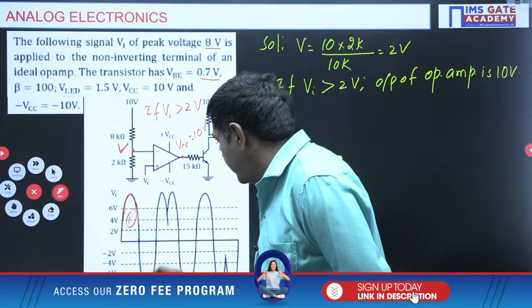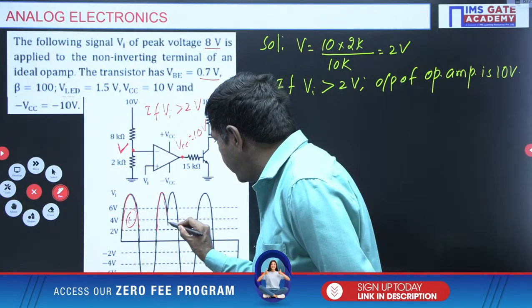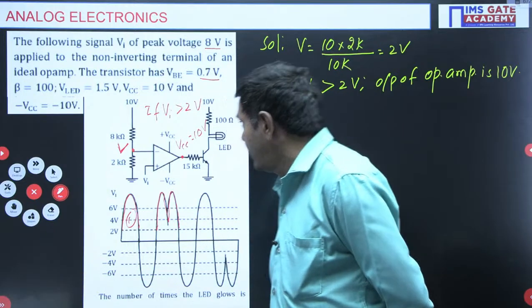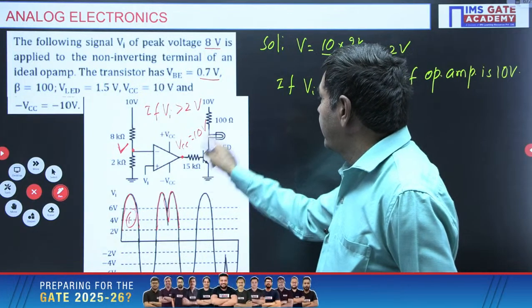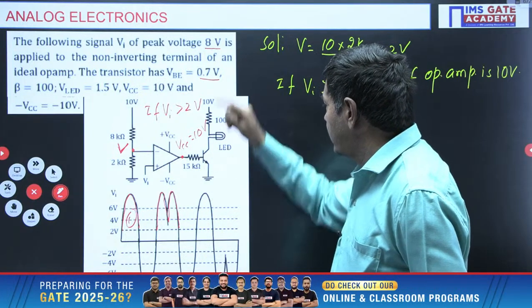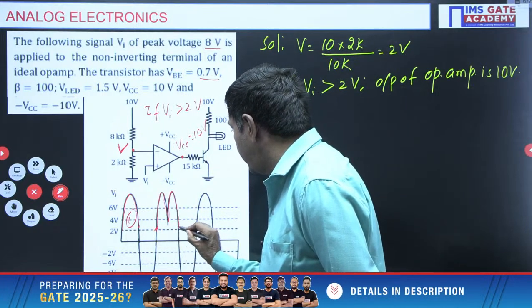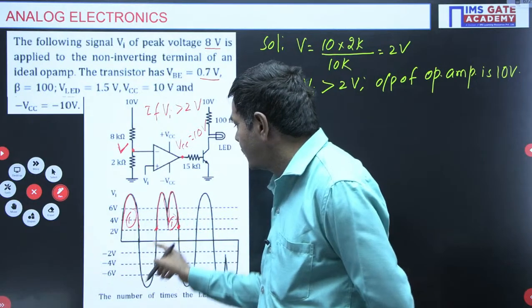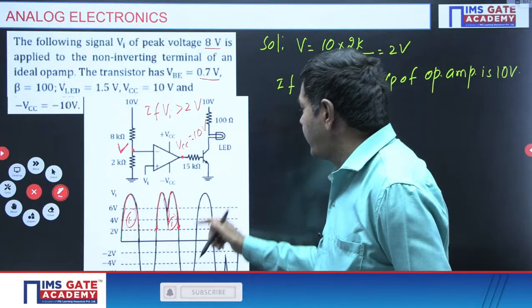But again, whenever the waveform reaches this point, from this point to this point, the output of the op amp is plus VCC. Then collector current is going to flow and the LED glows. Finally, from this point to this point, it glows one more time. Totally one time only here. Less than 2 volts, it is off again.